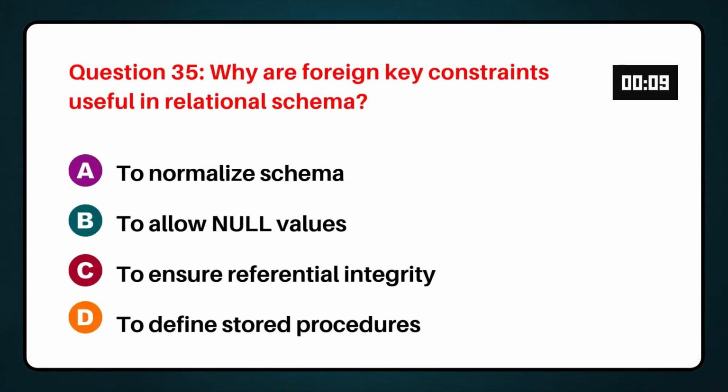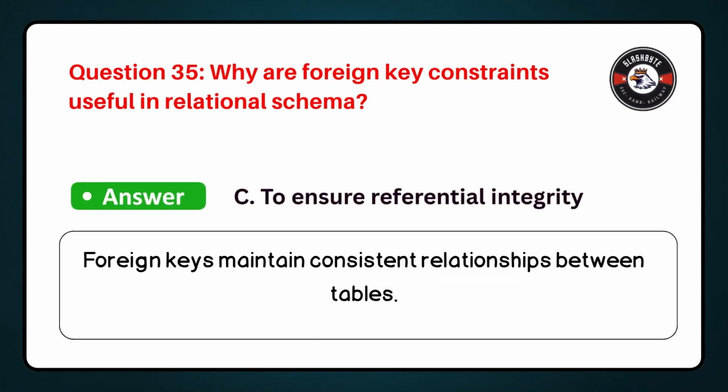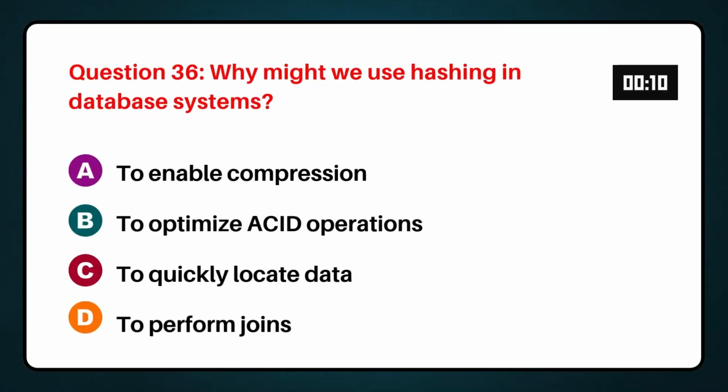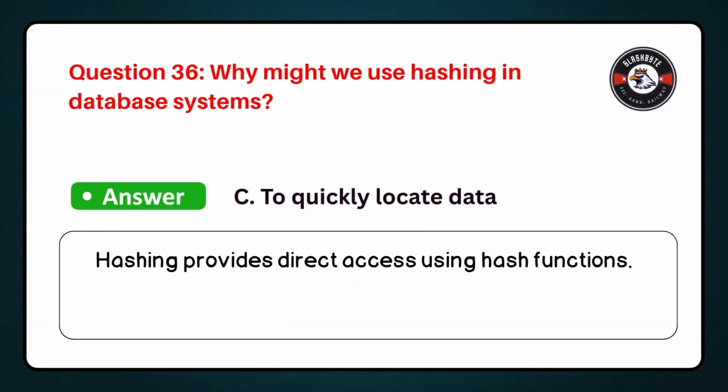Question 35. Why are foreign key constraints useful in relational schema? Correct answer, C. To ensure referential integrity. Question 36. Why might we use hashing in database systems? Correct answer, C. To quickly locate data.